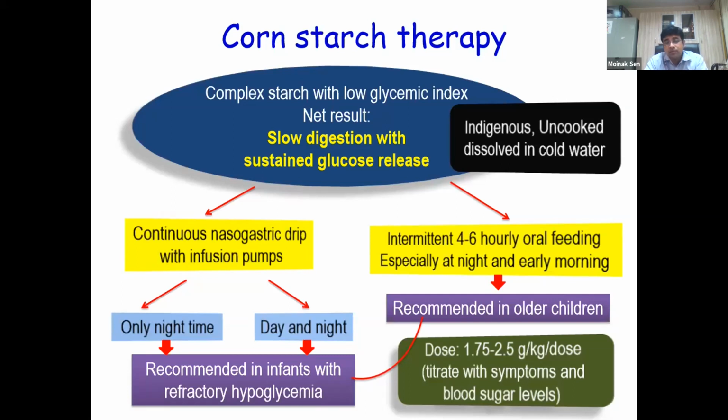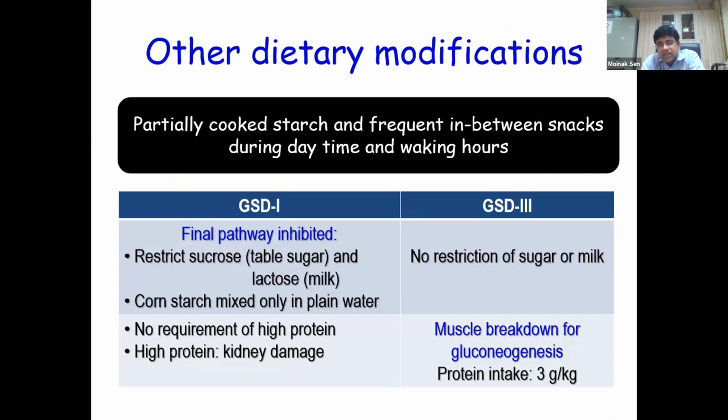You can give it in the form of a continuous nasogastric drip with infusion pumps, and patients with refractory hypoglycemia, you require them to be given in the nighttime. But otherwise, majority, at least in type 3, can tolerate an intermittent oral feeding, and that is about 1.75 to 2.5 grams per kg per dose. The other dietary modifications is that you can also use a partially cooked starch in between snacks and during waking daytime and waking hours.